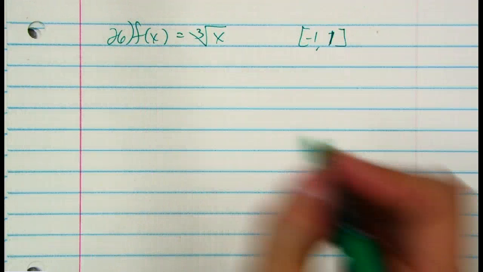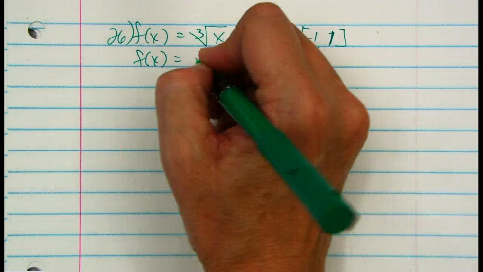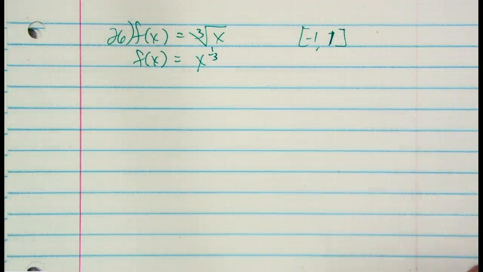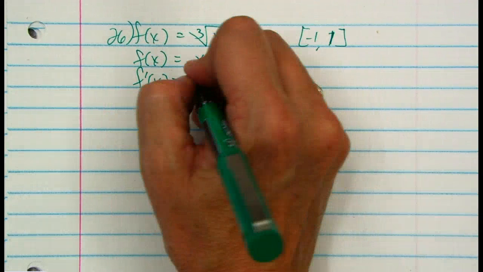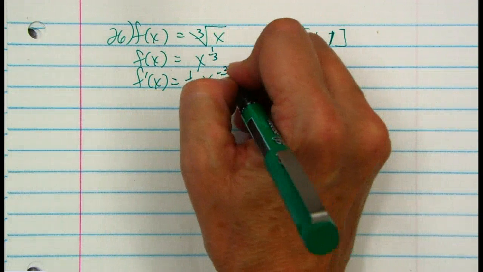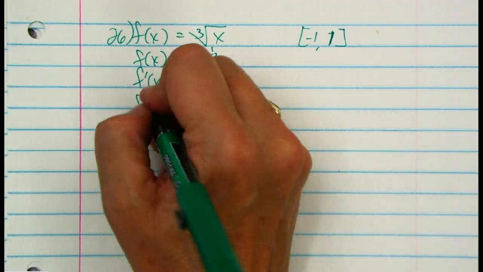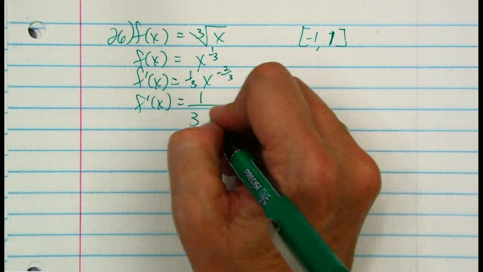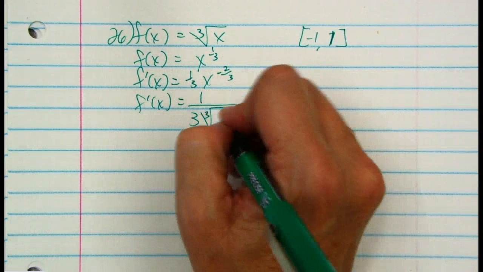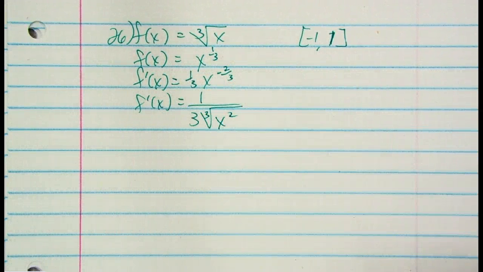So the first thing I'm going to do is rewrite this before I take the derivative. We learned that technique a long time ago. Now I'm going to take the first derivative, bring down the 1/3, and decrease the power by 1. I'm going to rewrite that derivative. That's 1 over 3 times the cube root of x squared.